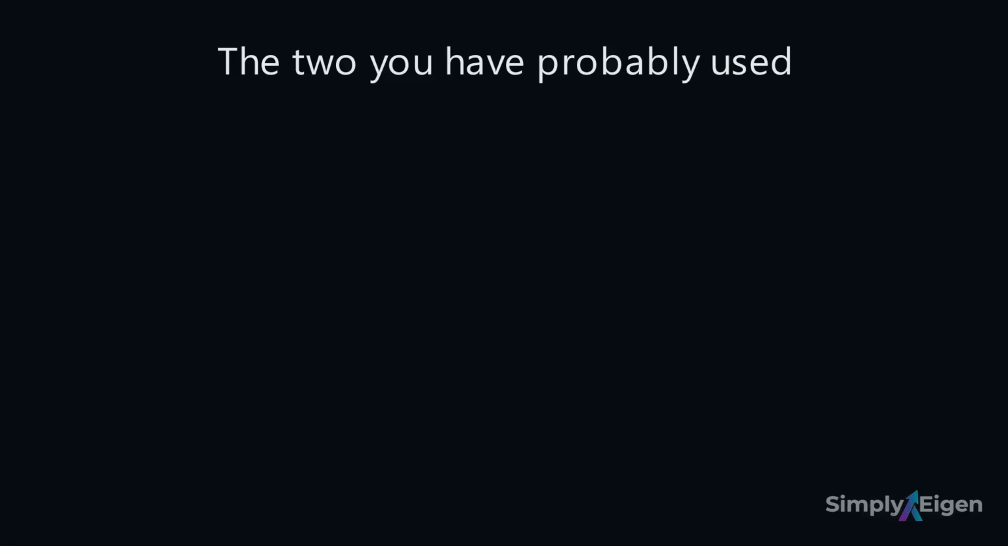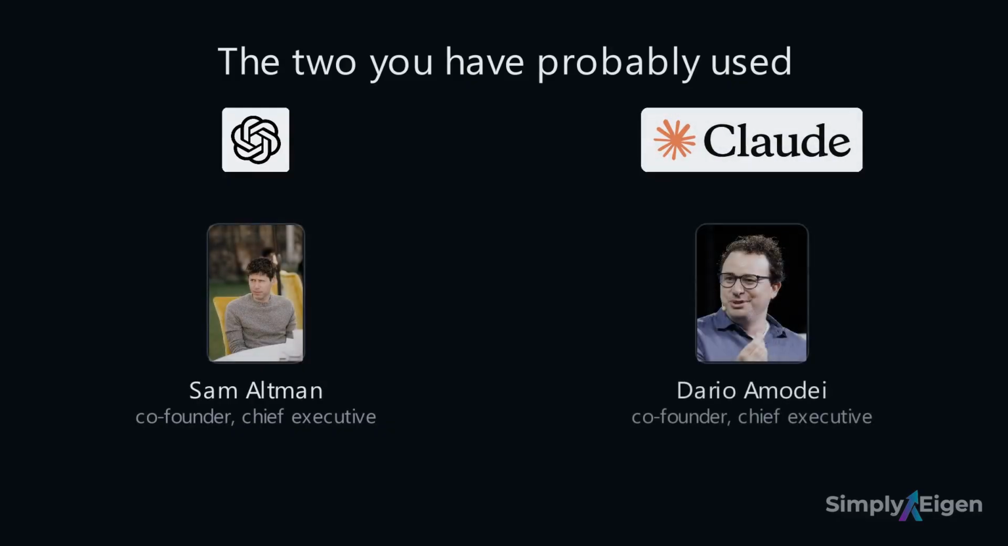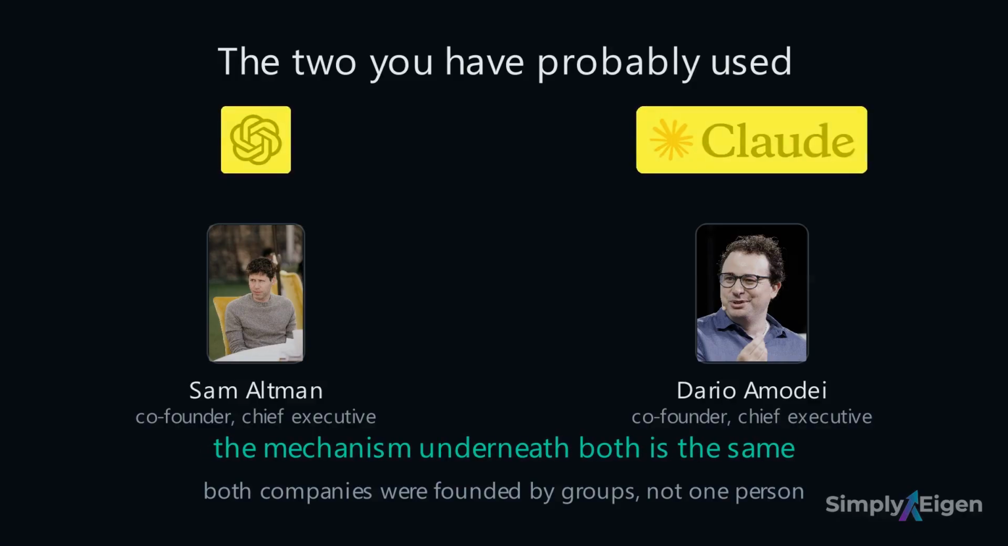The two you have probably used work this way. ChatGPT from OpenAI, run by Sam Altman. Claude from Anthropic, run by Dario Amodei. Both companies were founded by groups rather than by one person, and the specific arrangements differ. But for this video, the interesting thing is that the mechanism underneath both is the same, and it is not complicated. The fix is to let the thing look something up before it answers.